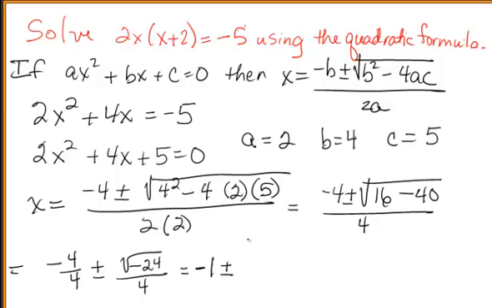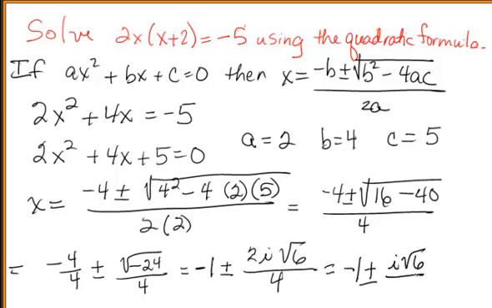Okay, so the square root of negative 24 is going to be 2i square root of 6 over 4. And so we have the negative 1 still, plus or minus. We can divide out 2's top and bottom, so we get i square root of 6 over 2. So that's our final answer: negative 1 plus or minus i square root of 6 over 2.